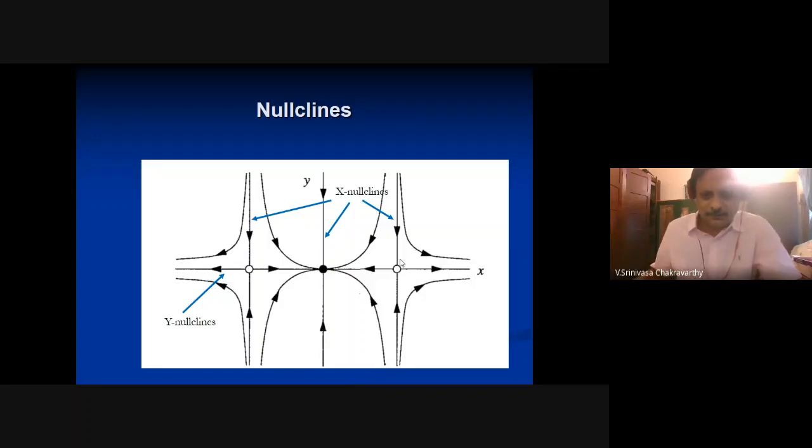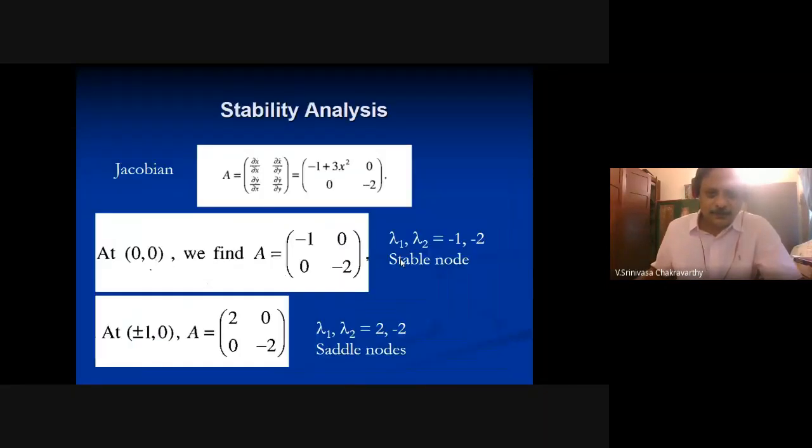Things can get a lot more complicated than this. This is a very simple example, but that gives some idea of how it works.